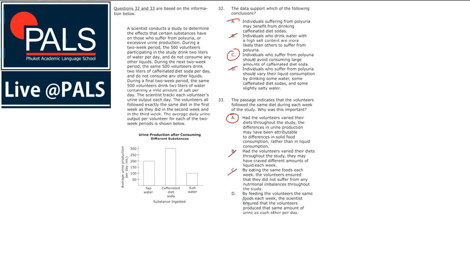That makes sense, but by feeding the volunteers the same foods, the scientists ensured that the volunteers produced the same amount of urine. No, not the same amount. We just don't want the diet to affect the outcome of the study. We only want one independent variable, one thing that affects the urine output, and that should be the liquid. Therefore, diet the same.